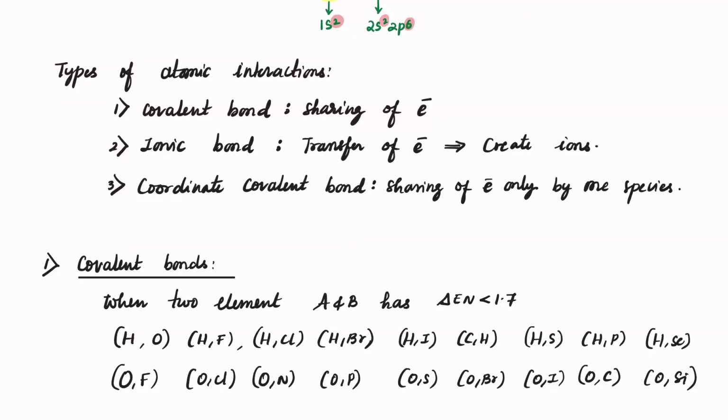Now, there are mainly three types of interactions that we will be discussing. First one is covalent bond, where there is a sharing of electrons so that both can share the same electrons and try to complete their octet. Second is an ionic bond, where there is a complete transfer of electron from one species to the other species. Third one is a coordinate covalent bond.